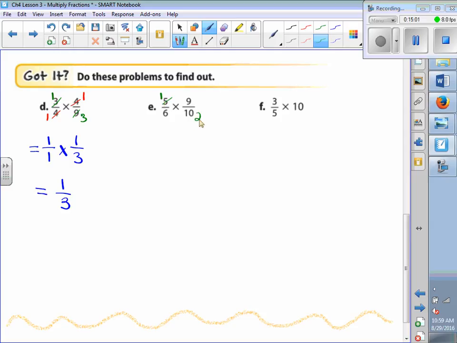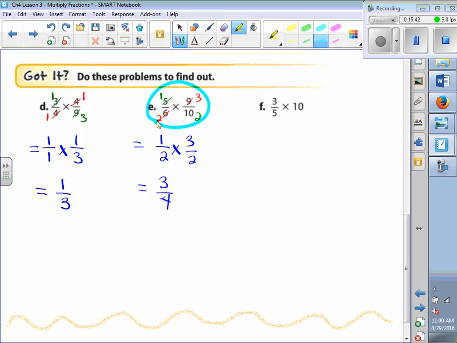Very good. Good catch. And then, can I do 6 and 9? What can I divide out of 6 and 9? 3, right? So 6 divided by 3 is 2. 9 divided by 3 is 3. Now the new multiplication problem I have is 1/2 times 3/2. So that's going to give me, multiplying straight across, 3/4.